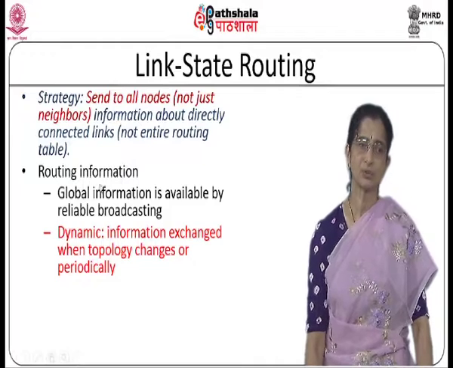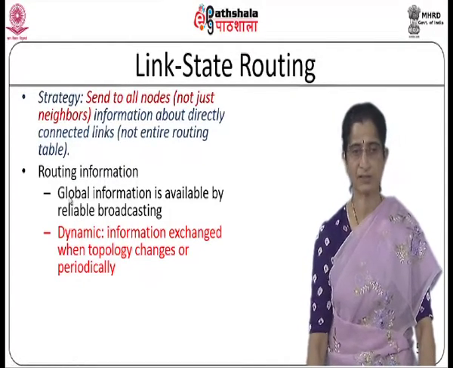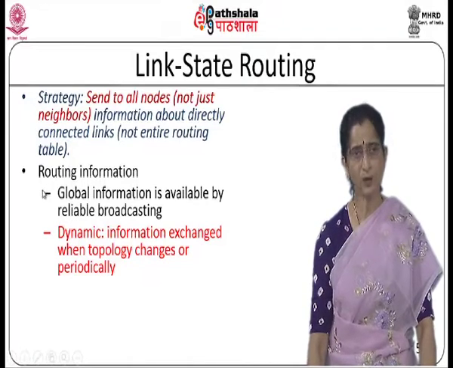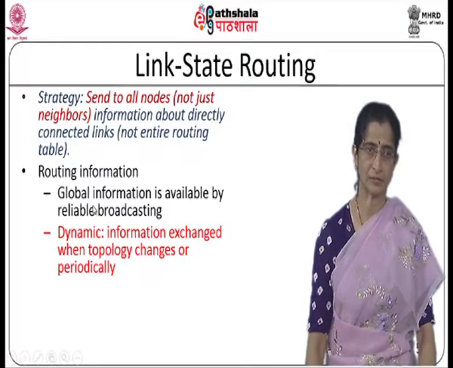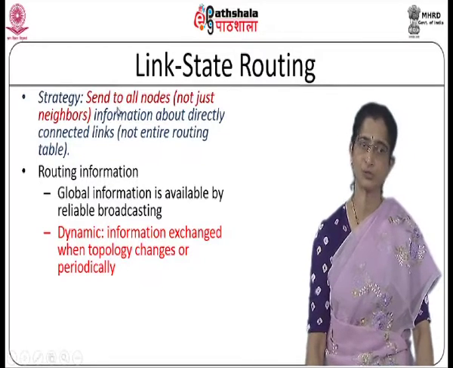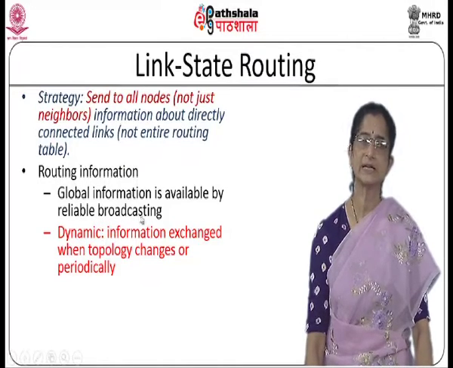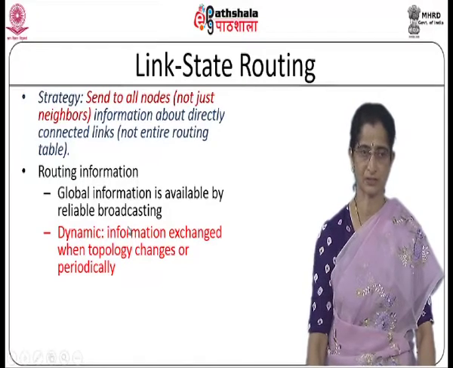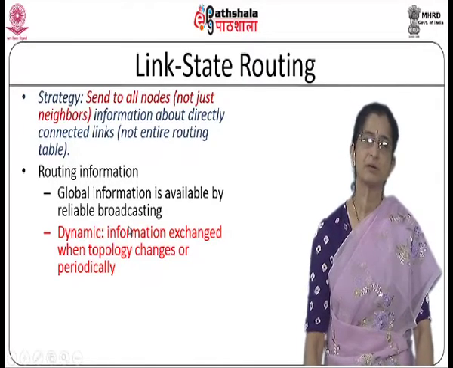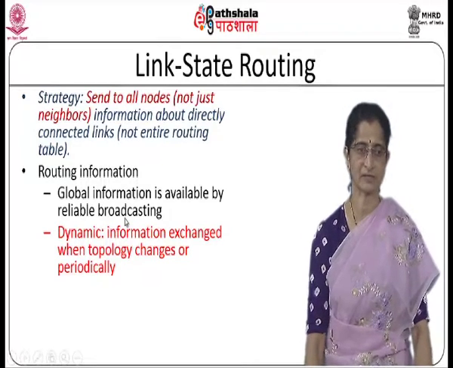Now, what this process results in is that the routing information is obtained in a global manner, because everybody's information is given to all the nodes in the network. So, global information is available and it is made available to everybody by means of a process called reliable broadcasting. You need to broadcast it, but we use a reliable broadcasting mechanism, so that you make sure that everybody gets this information.